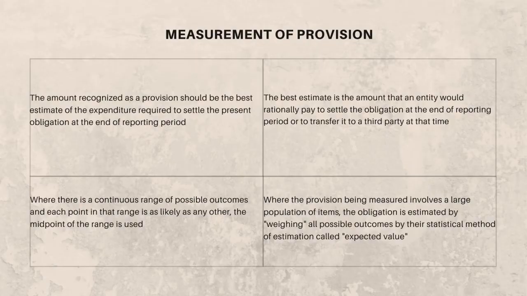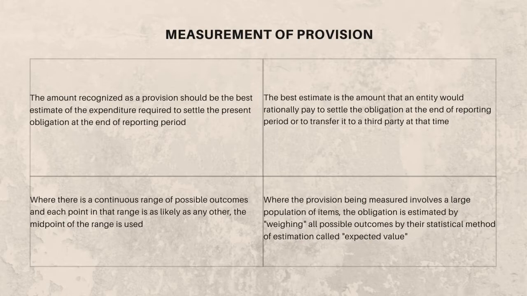So the amount recognized as provision should be the best estimate of the expenditure required to settle the present obligation at the end of the accounting period. The best estimate is the amount that an entity would eventually pay to settle the obligation at the end of the reporting period or to transfer it to a third party at that time. Where there is a continuous range of possible outcomes and each point in that range is as likely as any other, then the midpoint of the range is used. So yung pinakagitna yung gagamitin natin if there is a continuous range of possible outcomes.